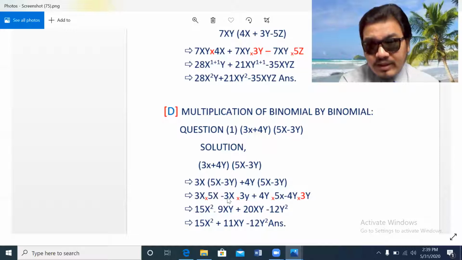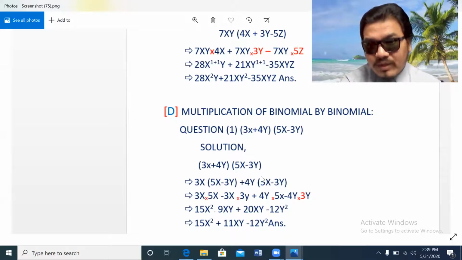And now here look, 3 3s are 9, and x multiplied with y is xy only. And here 4 5s are 20, y multiplied with x is xy. And here, look, this plus and this minus.